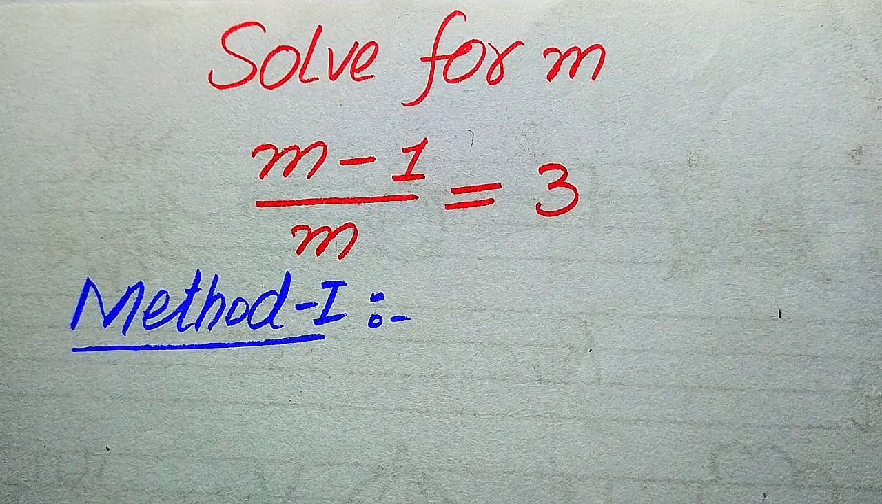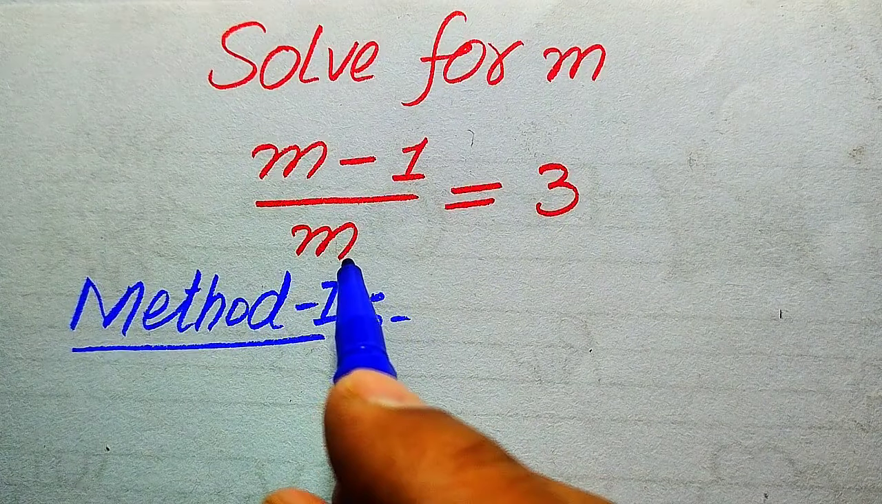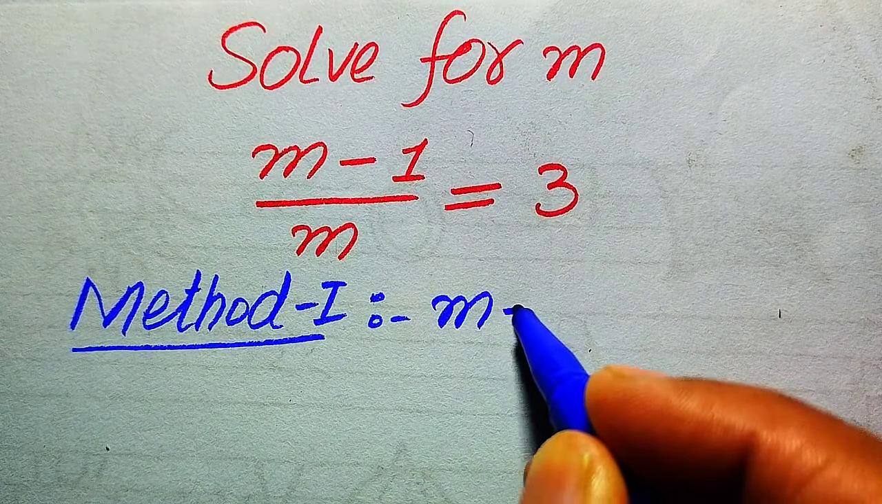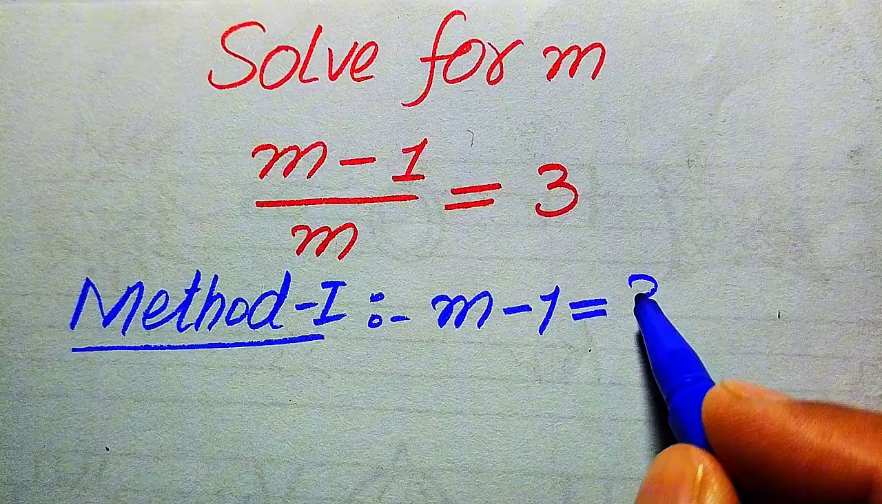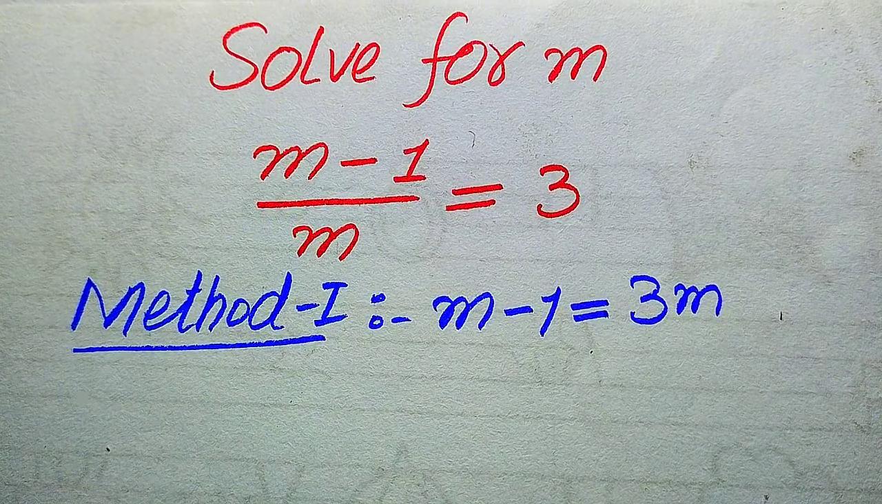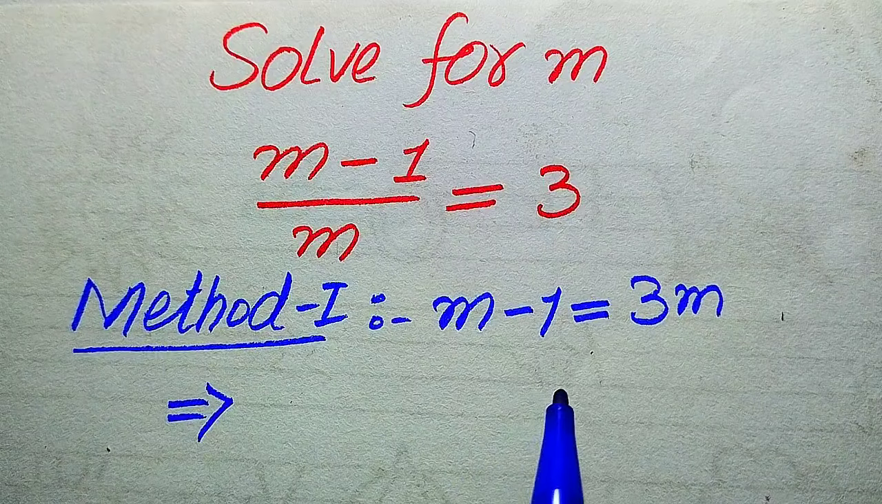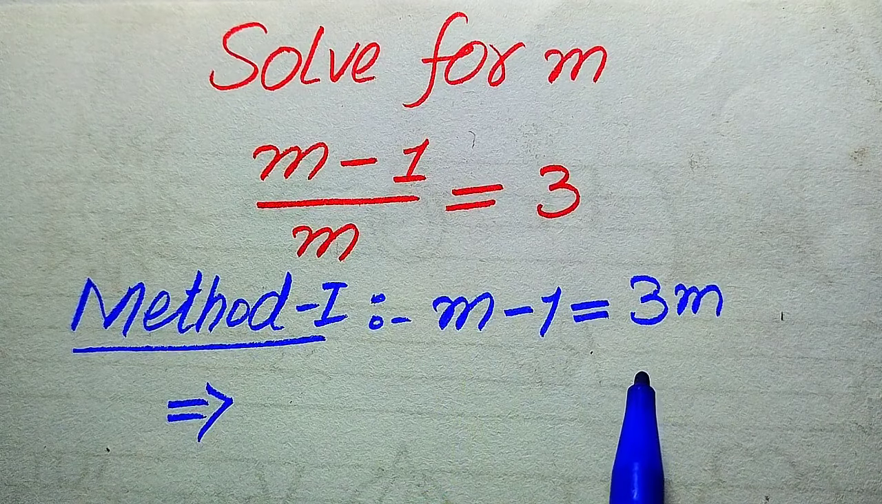And now we move towards our first method. In the first method you see here this m is dividing on the left hand side. So we move this m to the right hand side and it will be written as m minus 1 equals, this m is multiplied by 3, and it becomes 3 times m. And now in the next step, we need to move both of these values from the left hand side to the right hand side.